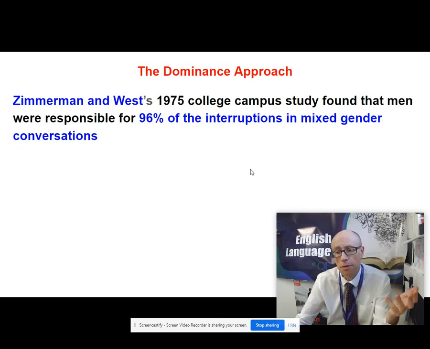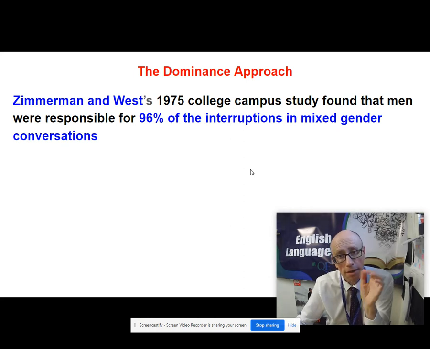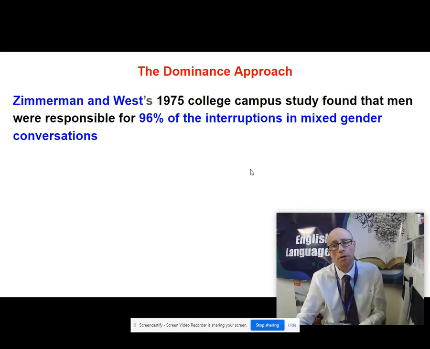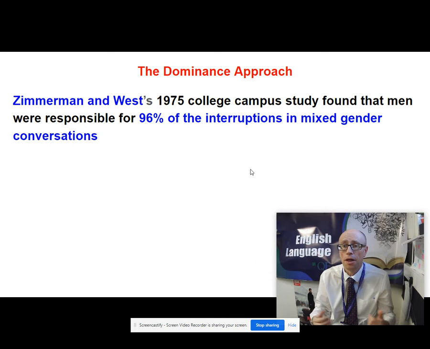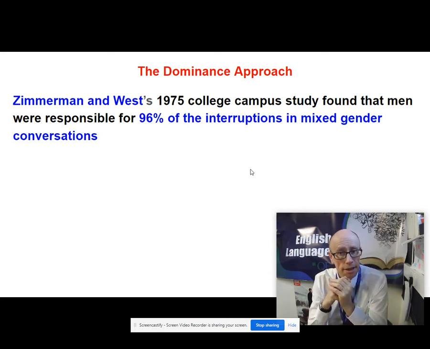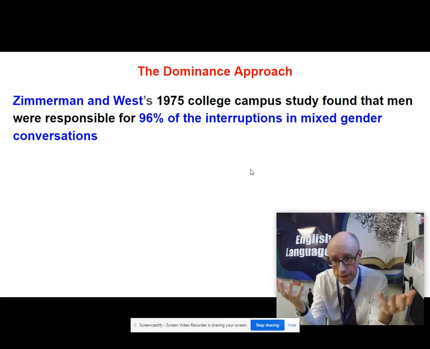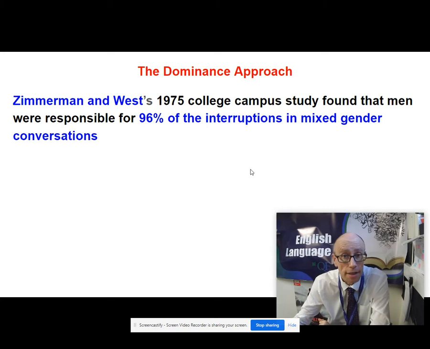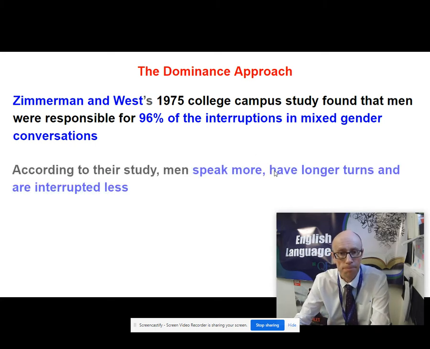Okay, and this is backed up with some research findings. Zimmerman and West, this is a very famous study. They went around college campuses, again in California, in the mid-1970s, and they came up with a startling statistic that in the data that they collected in mixed gender conversations, if you looked at the interruptions going on, males were responsible for, yes, 96% of those interruptions.